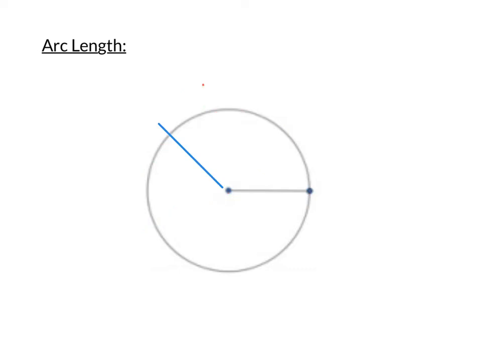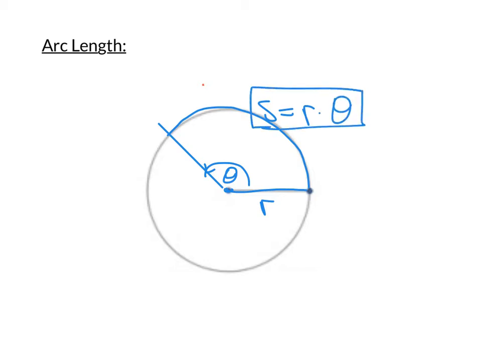So let's generalize. Let's say we know what the radius is, and we know this angle measure. If that angle measure is measured in radians, to find the arc length, all we have to do is take the radius times that angle measure. So arc length is radius times angle measure. One important thing, of course, is that that angle measure has to be in radians. So a lot of times I'll refer to arc length as being radius times radians.